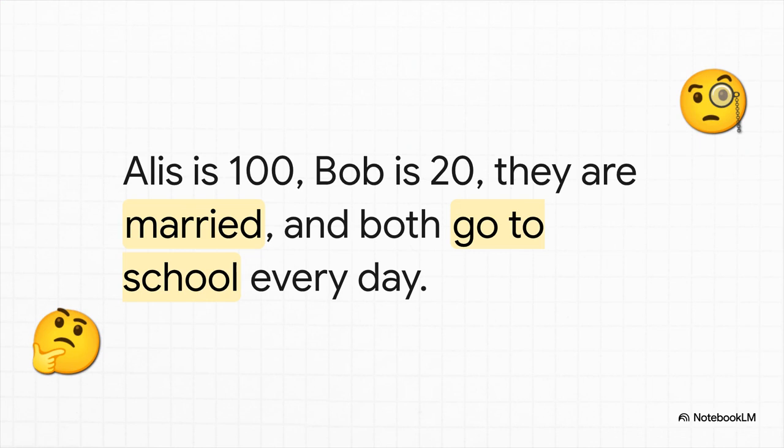Grammatically, it's perfect, but something just feels off, right? Alice is 100 years old, Bob is 20 years old, Alice and Bob are married, Alice and Bob go to school every day. You and I know that sounds weird. Let's see what the OOLM thinks.